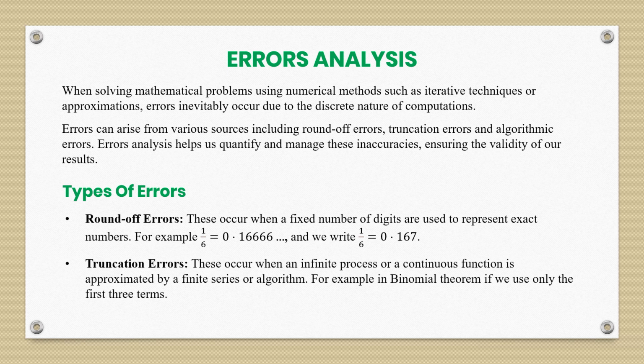There are also those we call truncation errors. These occur when an infinite process or a continuous function is approximated by a finite series or algorithm. For example, in binomial theorem, if we use only the first three terms, we've caused a truncation error. If you are familiar with binomial theorem, you may understand what I'm talking about. You may choose not to use all the terms because it's an infinite process. But you can choose to use the first three terms, the first four terms, or as many as you're asked to, depending on the project you're working on.